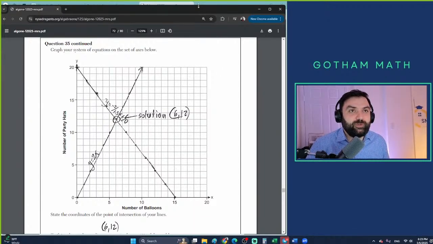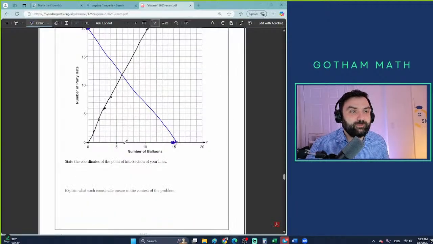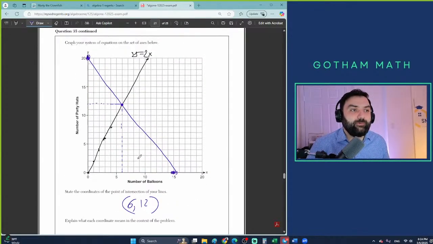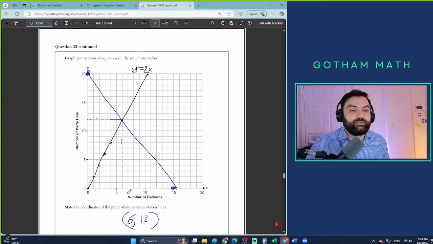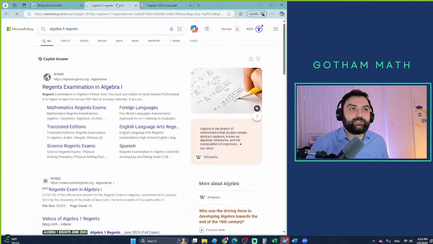6, 12. Do I have something close to 6, 12? Guys, I think I have exactly 6, 12. I did it without a ruler. Explain what each coordinate means in the context of the problem. So if she buys 6 balloons, she can buy 12 party hats.